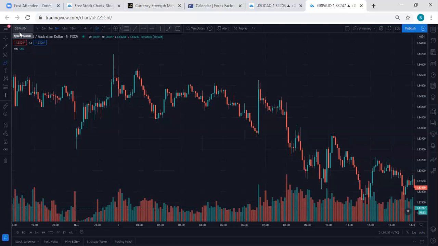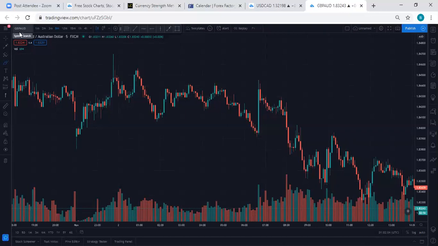But if the reverse were the case, if you analyze these two economies and you realize that the British economy is way stronger than the Australian economy, you know that the British pound in the market will be stronger than the Australian pound. So what will happen? The British pound will push the Australian pound up. The British pound will be going up and it will be carrying the Australian pound up.